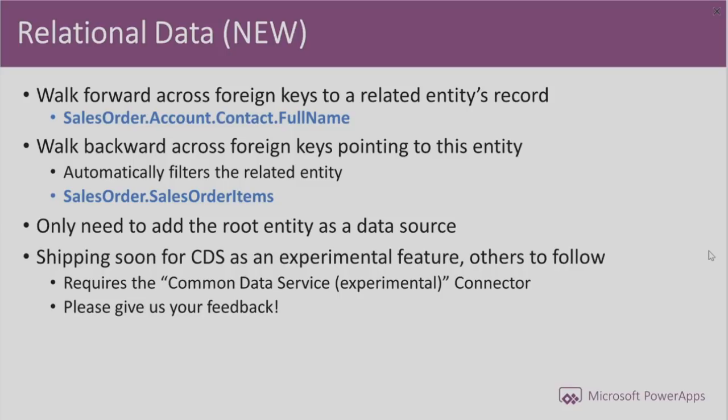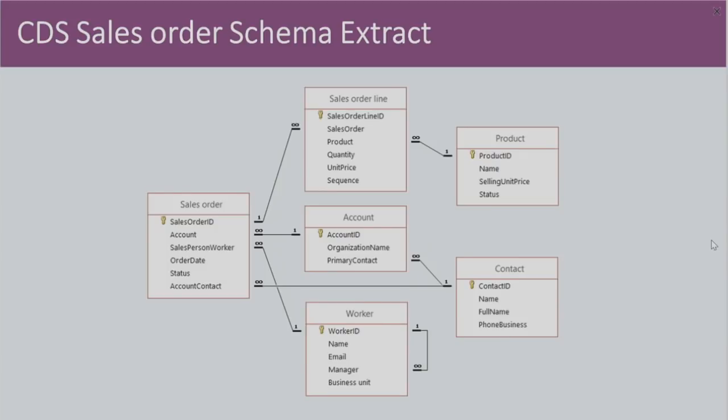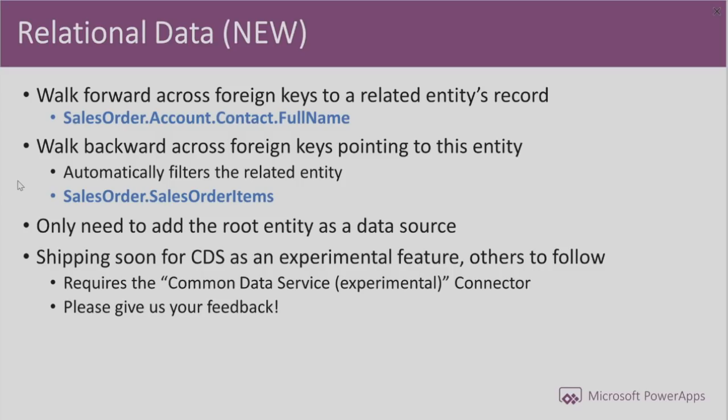And then something new we're announcing this week is relational data support. Think of it this way. Relational data. You all know relational data. Imagine a schema like this. You have a sales order entity. It has one-to-many lookups to account, to worker. It also has inbound one-to-many relationships from sales order line, where there's a foreign key that points to this table. Set of tables creates a relational graph, much like you've seen in other systems for a very long time. In fact, this picture came from Access.